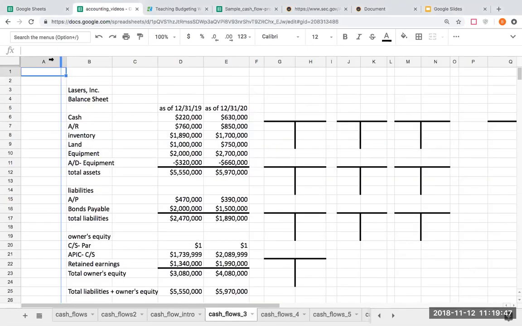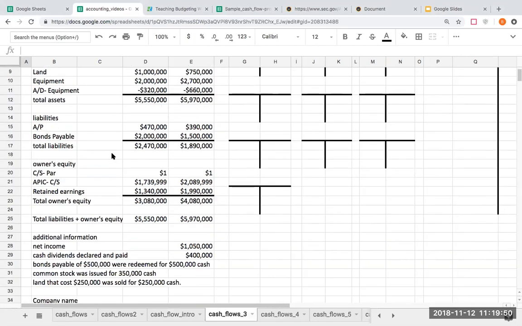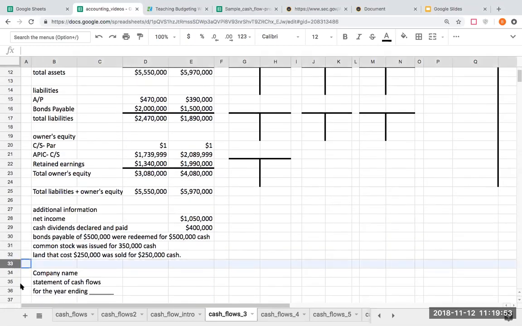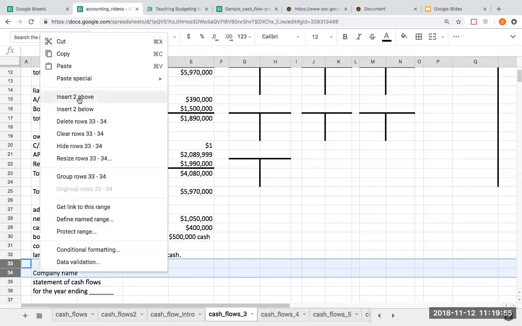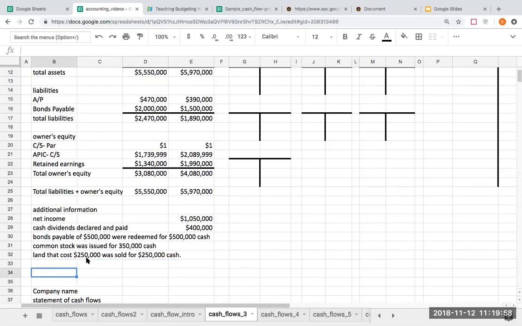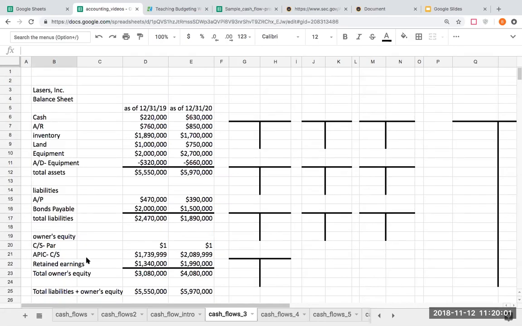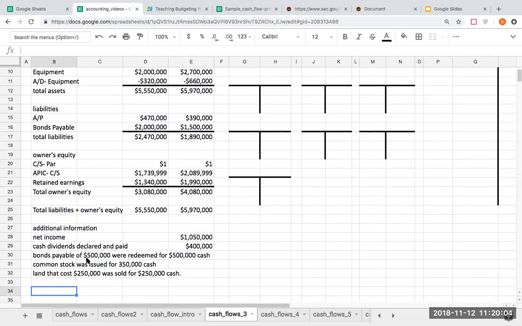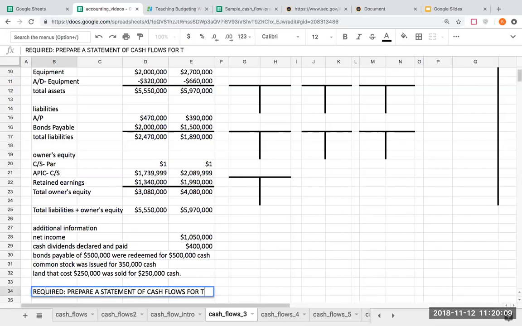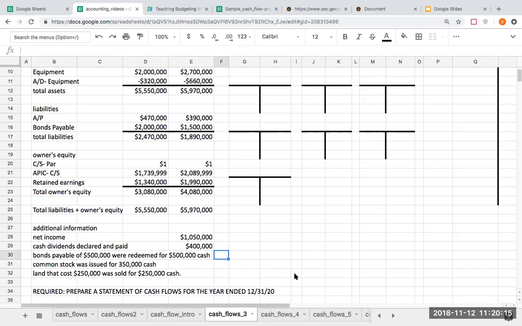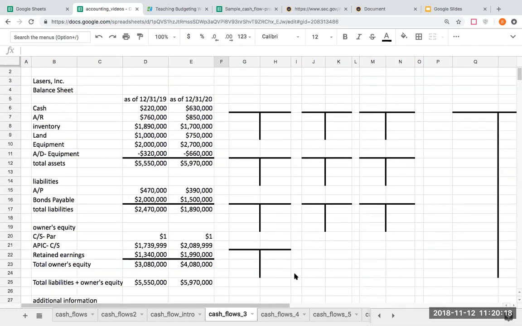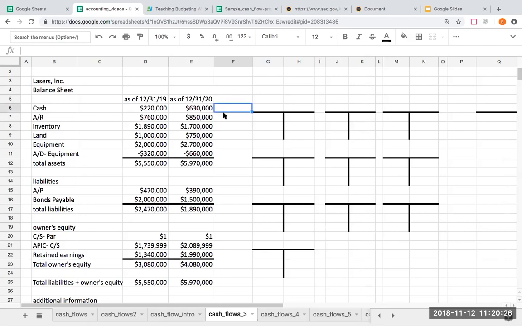So the example we're going to be going through today is for Lasers Inc. And for Lasers Inc., we're going to be preparing a balance sheet. We're going to be preparing a statement of cash flows for the year ended December 31st, 2020. So if you have questions on how we go through and do this, I want to encourage you to go look at the other video that I just made, the basic cash flow questions.